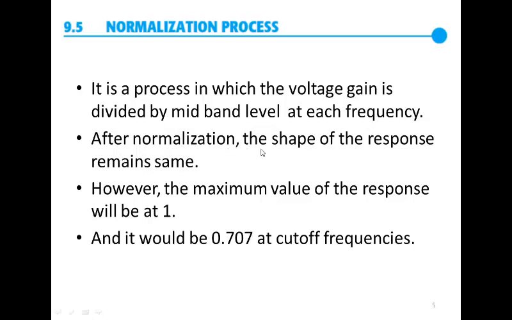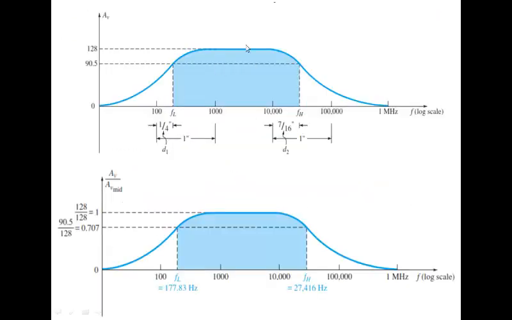After normalization, the shape of the response remains the same. You can see that this was the original response, this is the normalized response, and the shape of the response remains the same. The only difference is that the value of the original gain and the normalized gain would be different. In this case, it was 128. Now, after normalization, this maximum level becomes 1, and at the cutoff frequency it was 90.5, but now it becomes 0.707 at each cutoff frequency.